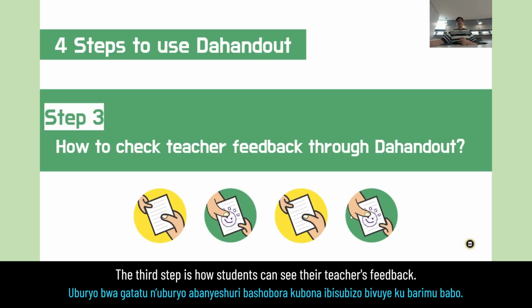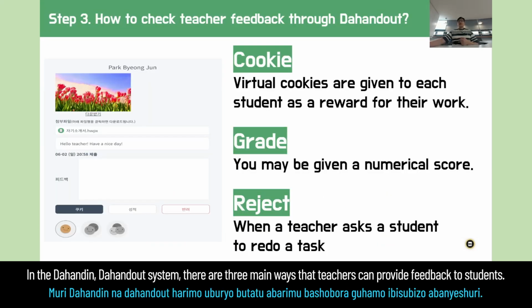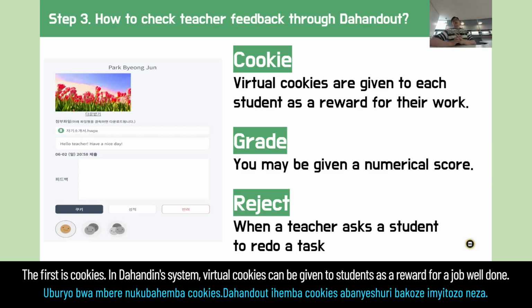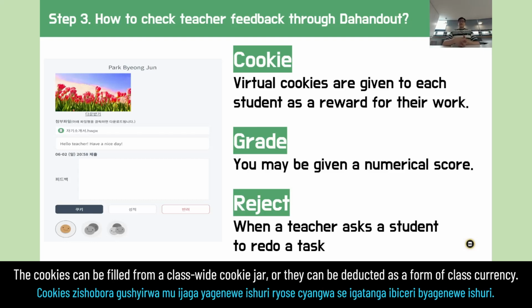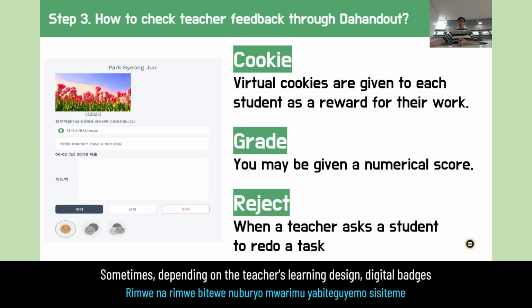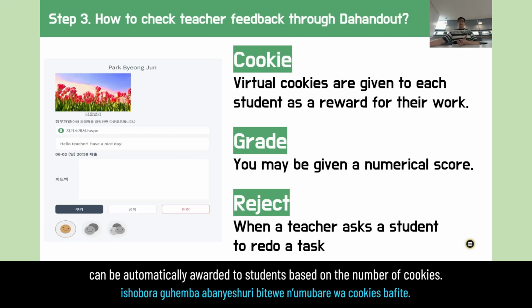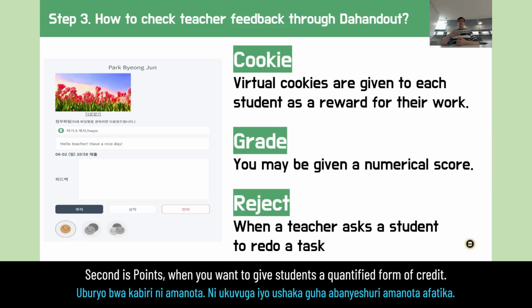The third step is how students can see their teacher's feedback. In the Dahandout system, there are three main ways that teachers can provide feedback to students. The first is cookies. In the Dahandout system, virtual cookies can be given to students as a reward for a job well done. The cookies can be filled from a class-wide cookie jar, or they can be deducted as a form of class currency. Sometimes, depending on the teacher's learning design, digital badges can be automatically awarded to students based on their cookies. Second is points.